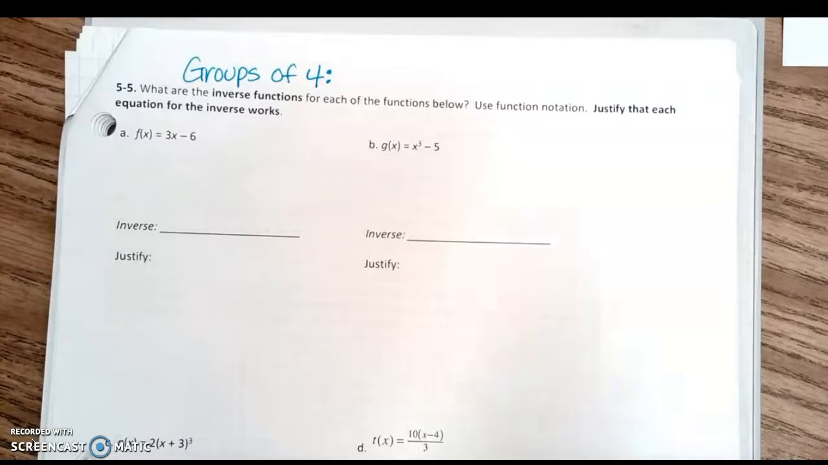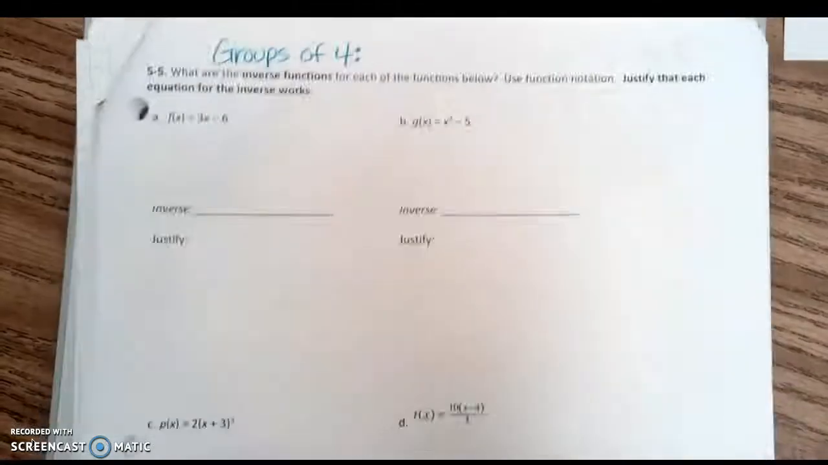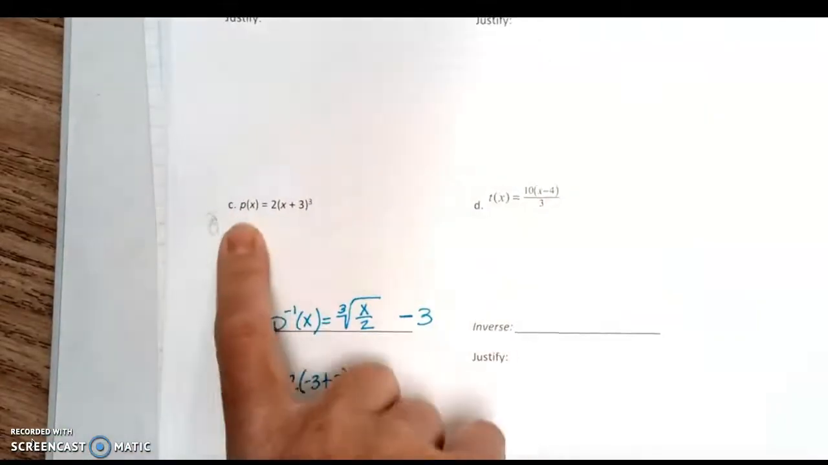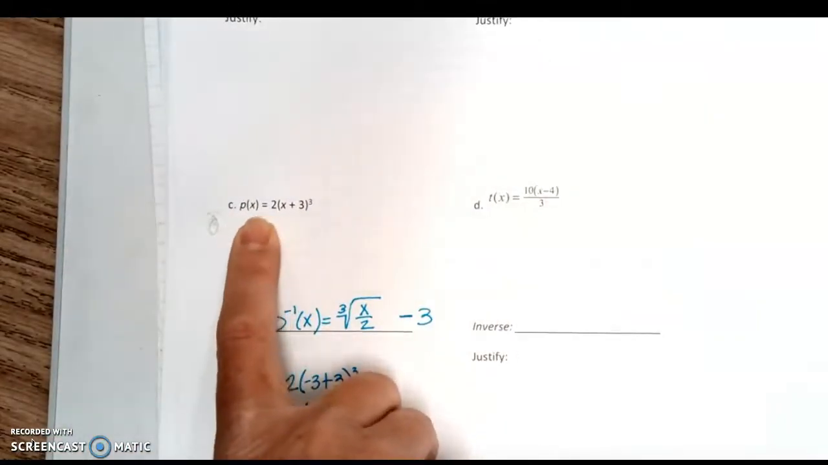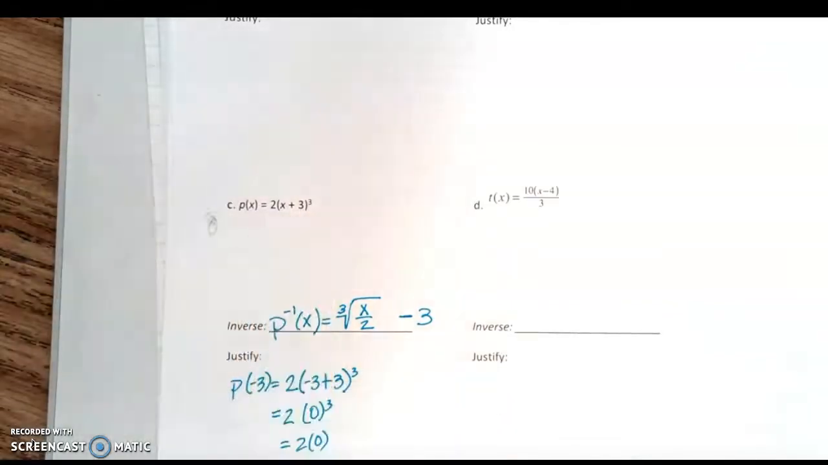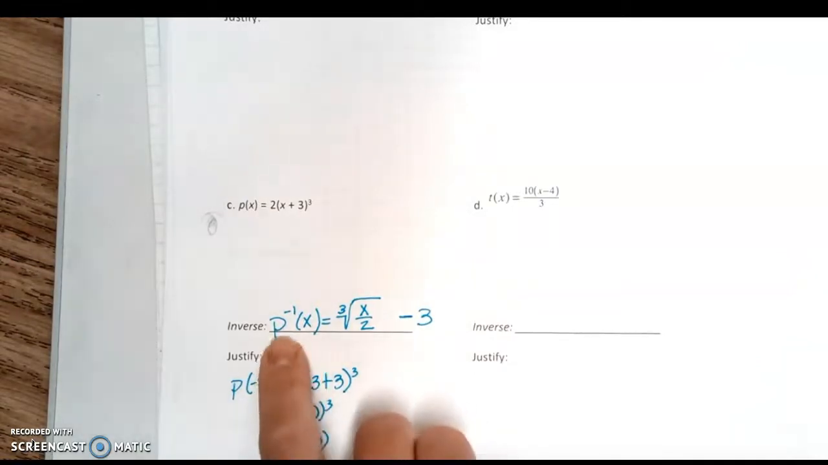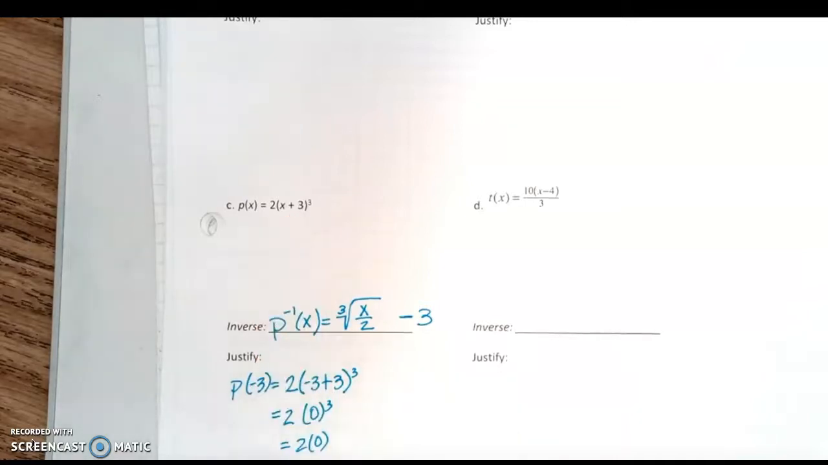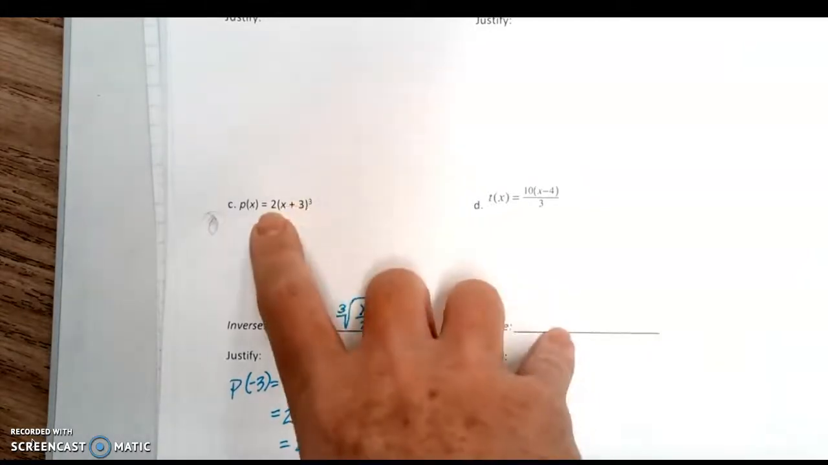So I'm going to have you guys do A, B, and D. We're going to do C, as in cat, together. So our equation for C was P of x, which is equal to 2 times the quantity x plus 3, and then that's cubed. Okay? So the inverse notation would be P inverse of x. And we're going to do the steps backwards.